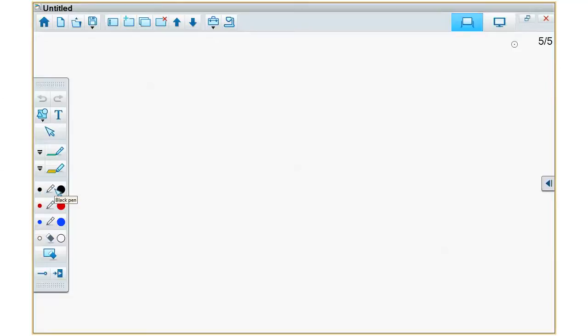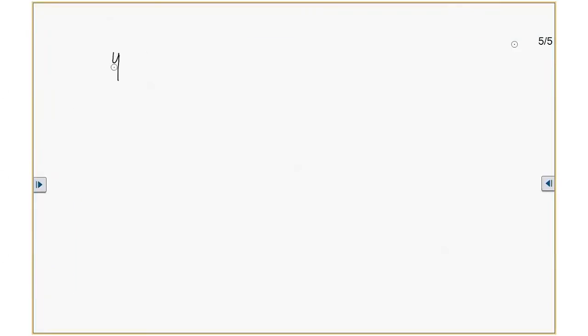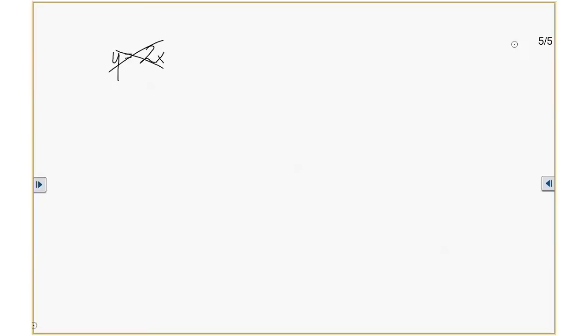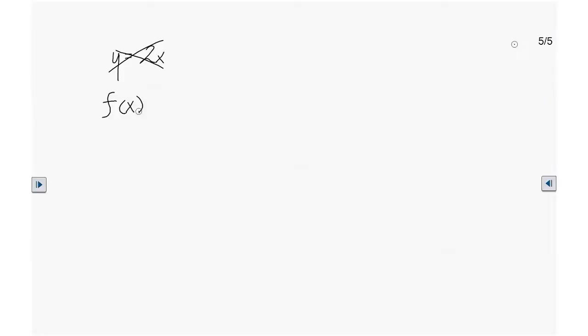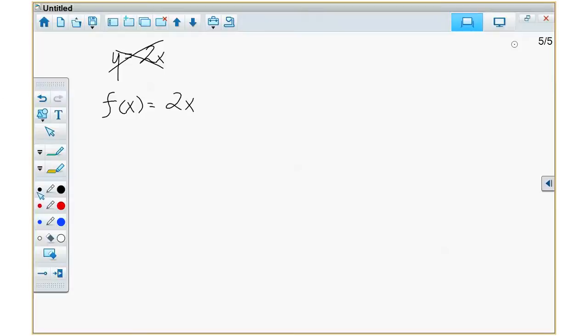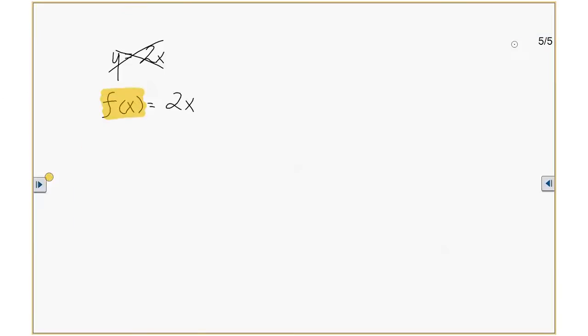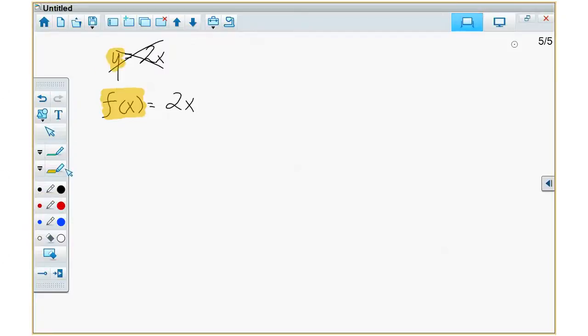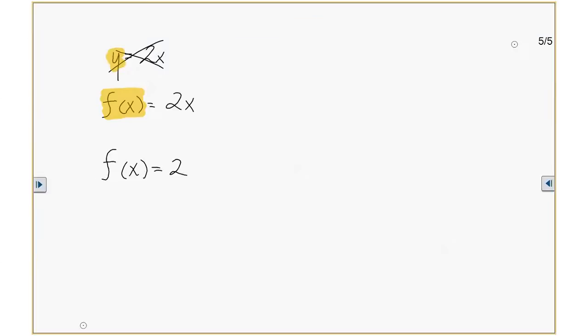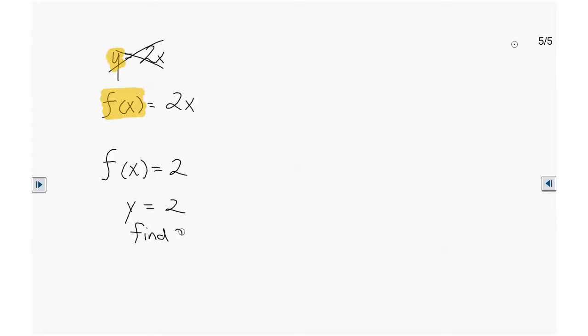From here on out, you usually see y is equal to 2x. Well, like I told you before, that's no good anymore because it's not sophisticated enough. From here on out, everything is going to be a function. Okay? You need to make that note. It's the same thing as a fancy y. So if I give you f of x is equal to 2, then that's saying y is equal to 2, so you need to find x, whatever that case may be.